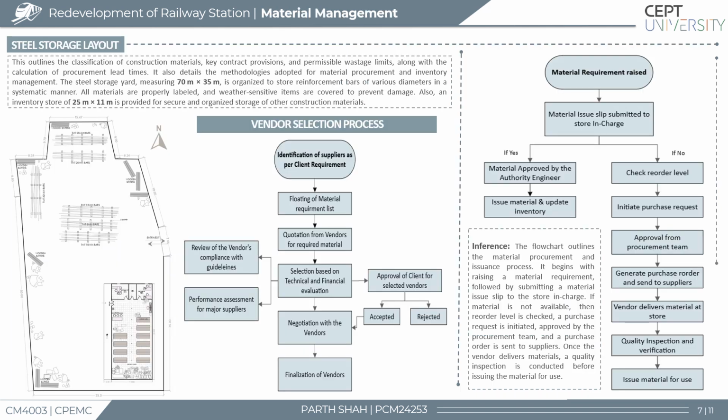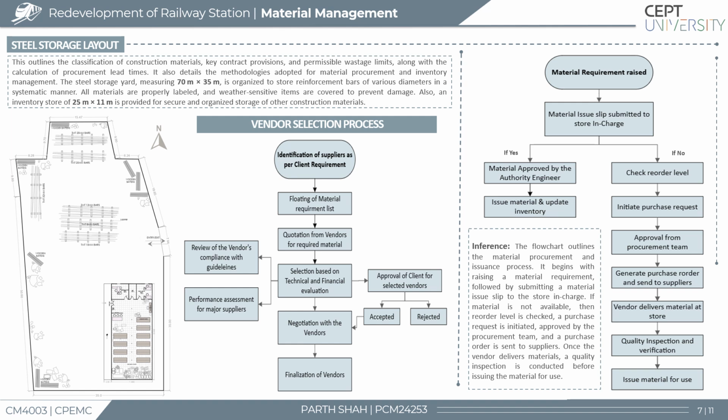Material management focuses on fundamentals of material and inventory management with an emphasis on structured procurement and storage processes. A steel storage yard measuring 70 meters by 35 meters has been planned with designated zones for different bar diameters. Similarly, a material inventory store measuring 25 meters by 11 meters is used for categorizing MEP items and other weather-sensitive materials. Proper labeling, covering, and systematic racking have been implemented to minimize wastage and ease retrieval.